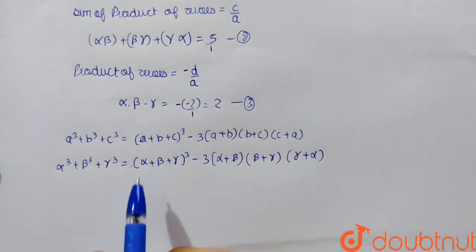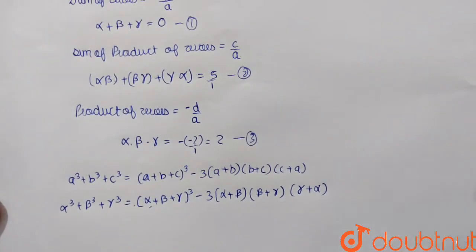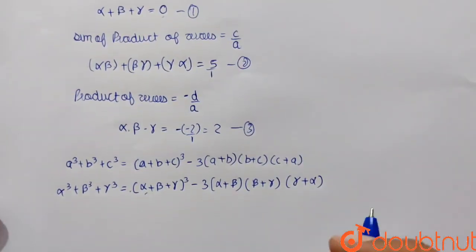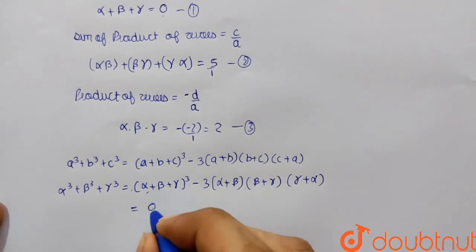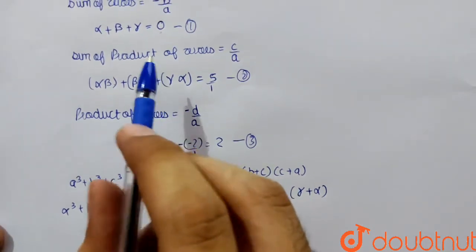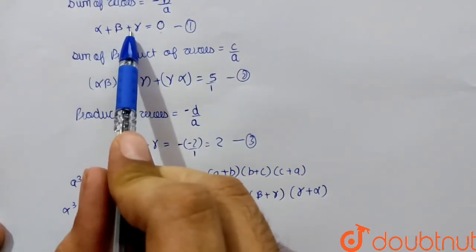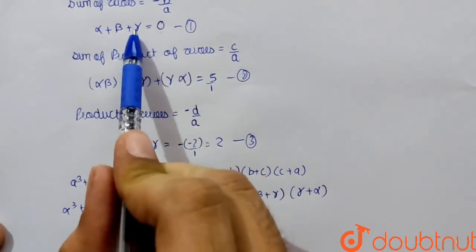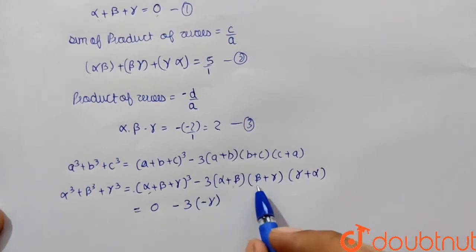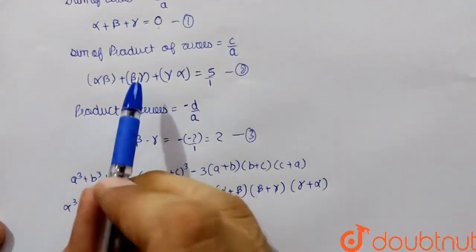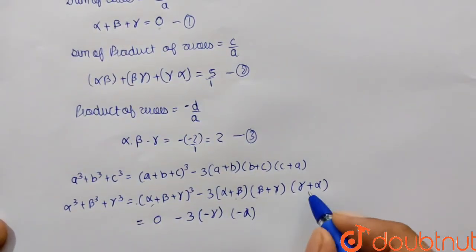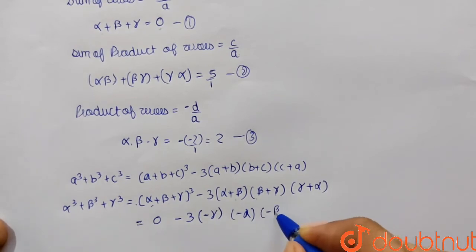Right, now we have the value of alpha plus beta plus gamma. Alpha plus beta plus gamma is equal to 0, so we can put 0 here, minus 3 times alpha plus beta. We can get the value of alpha plus beta from here. Alpha plus beta will be equal to minus gamma, right? We have to shift gamma there. So alpha plus beta will result in minus gamma, beta plus gamma will result in minus alpha, and similarly, gamma plus alpha will result in minus beta.